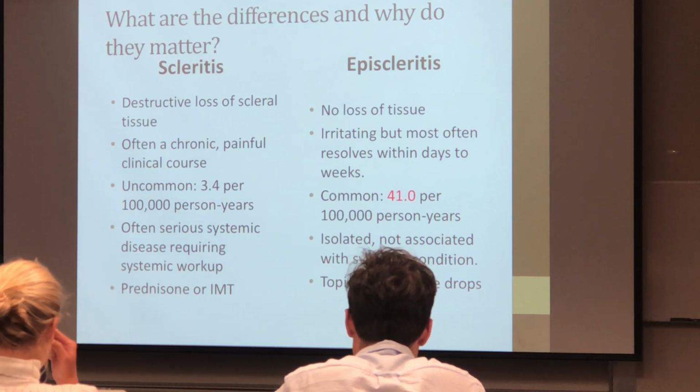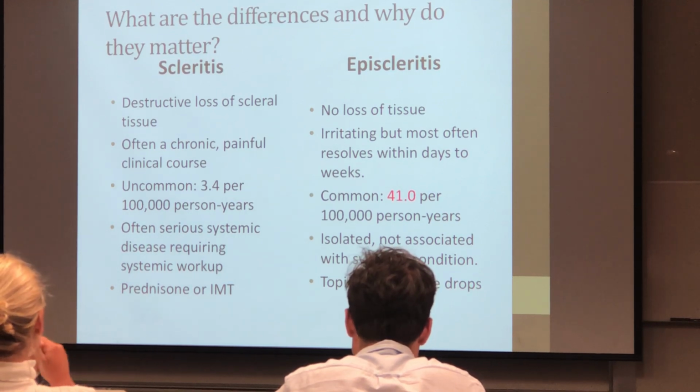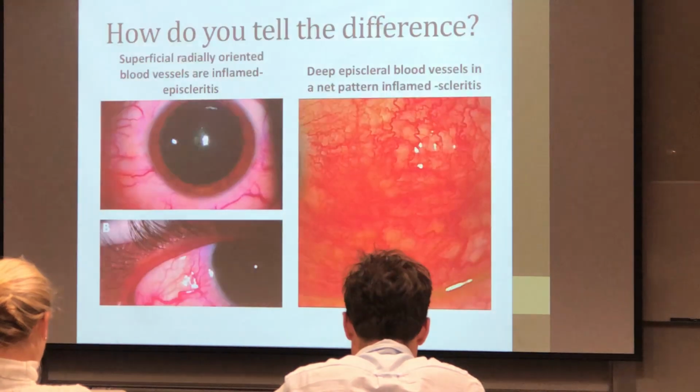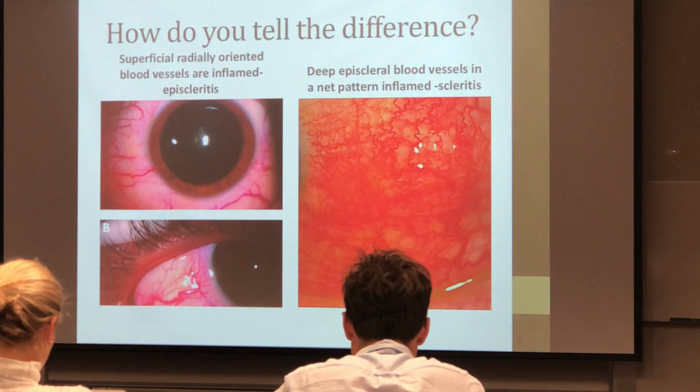Episcleritis is not usually associated with any systemic disease, and generally we don't do laboratory workup for episcleritis. Scleritis we have to treat with systemic medication. Episcleritis we will give topical steroids. So how do you tell the difference clinically?